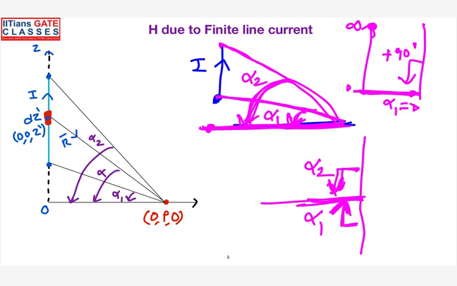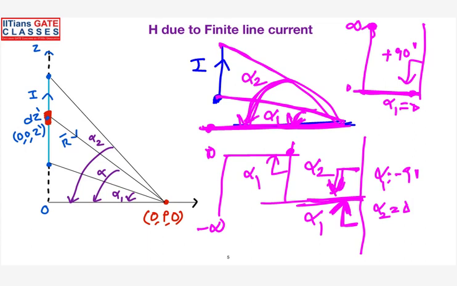Or suppose you have a semi-infinite line from minus infinity to 0, and the observer is there. So at that time, alpha 1 becomes minus 90 and your alpha 2 becomes 0. So for a semi-infinite line, only one of the angles will become plus 90 or minus 90. Agree? We'll see the problems also, you need not worry. Then you will get an idea. Okay, we'll go ahead.